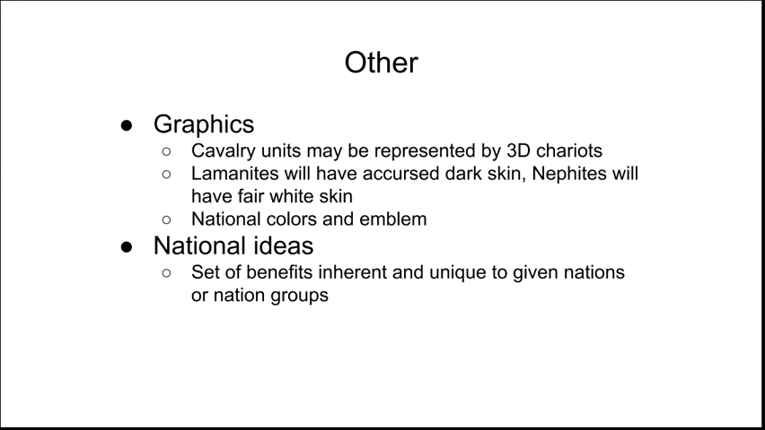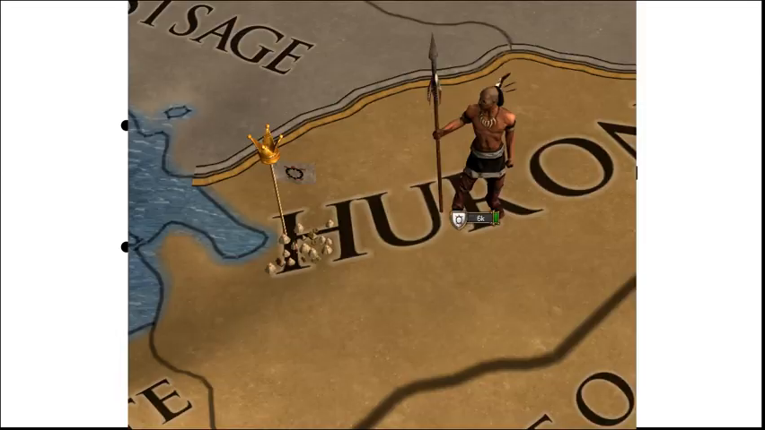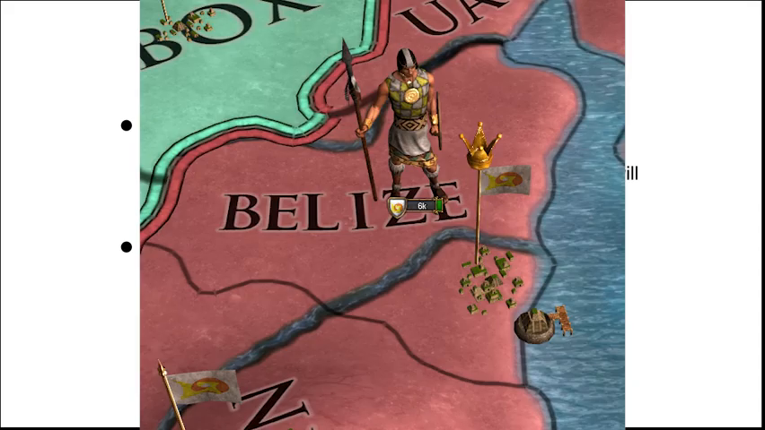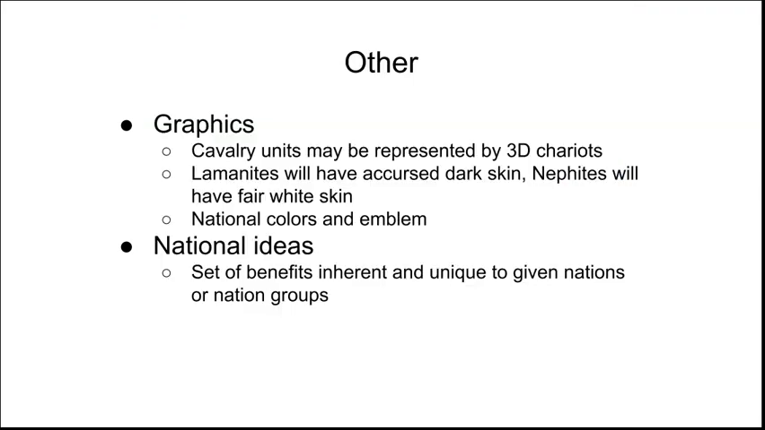There's many other things that this mod can encompass, but I'll end off on graphics and national ideas. I have some ideas for unit models that differentiate the Nephites by their beautiful white skin from that of the Lamanites with their accursed dark skin. I will also be able to take creative liberties to design national emblems for each of these different countries. I've chosen the national colors, which will generally apply to each of the countries: blue for Zarahemla, orange or tan for the land of Nephi, and variations of brown or green for the Lamanite nations.